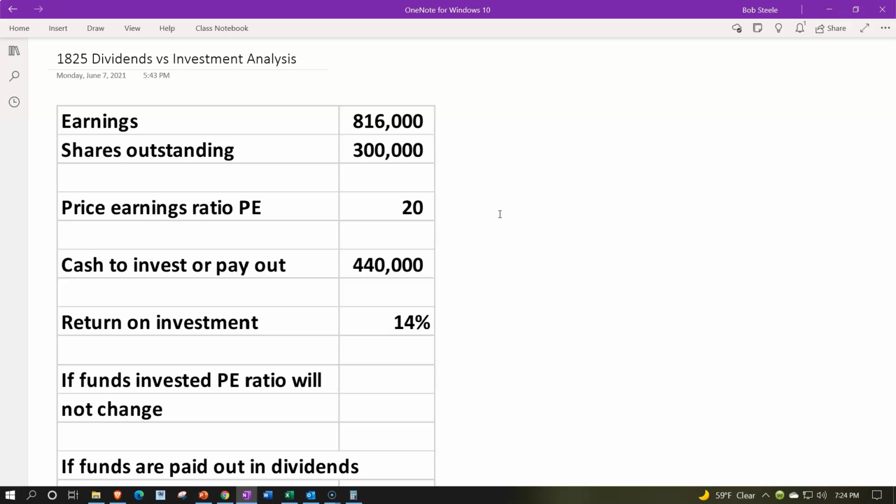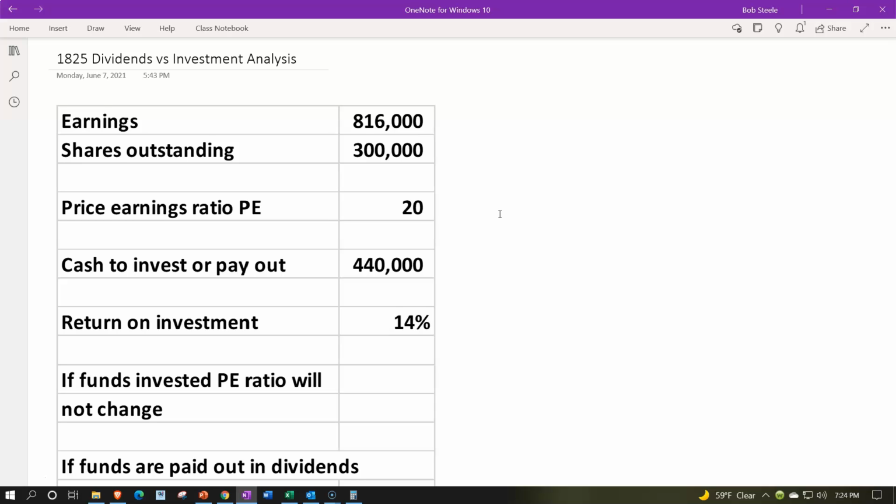So here's the information. We have the earnings, which would be like the bottom line of the income statement, net income, 816,000. We have the shares outstanding. So we have the unit shares, basically ownership, of course, of the 300,000 standard units of ownership out there, shares outstanding. The price earnings ratio, otherwise known as the PE ratio, is at 20. Cash to invest or pay out. So this is the factor that we're making a decision on.